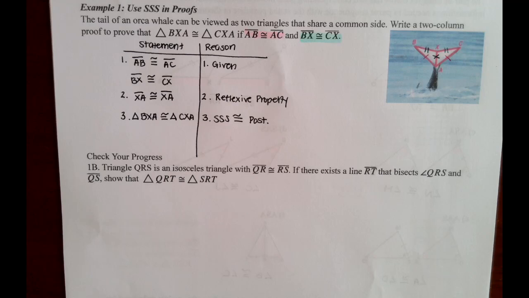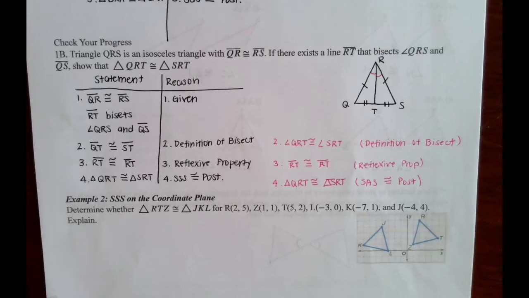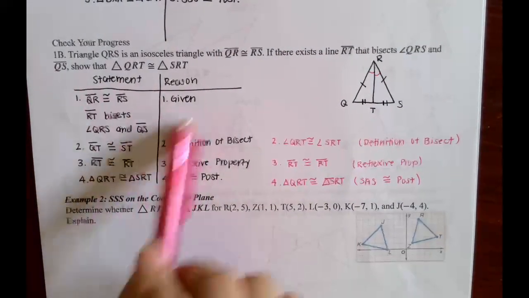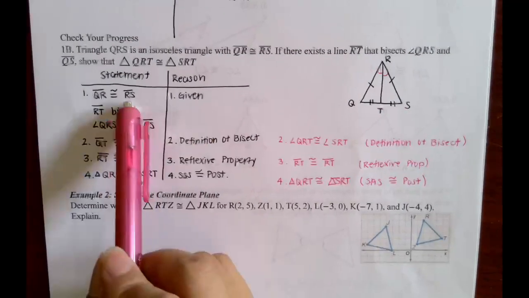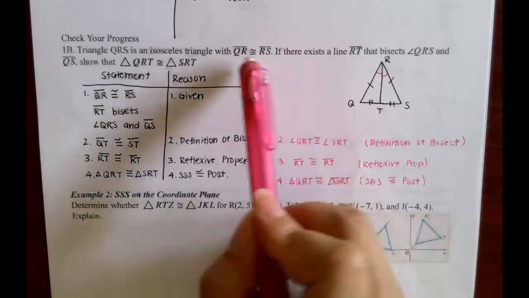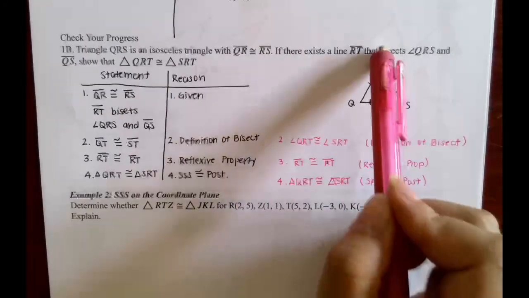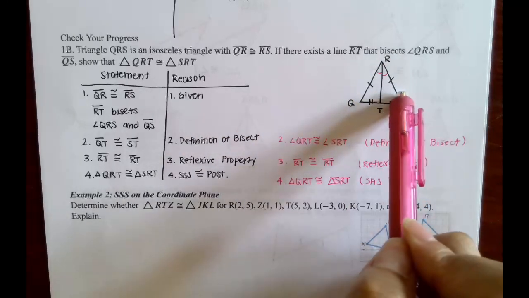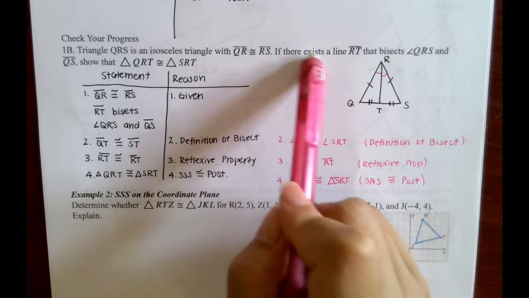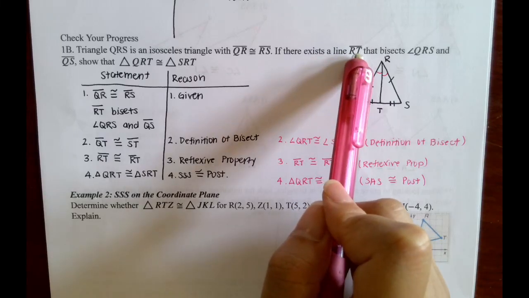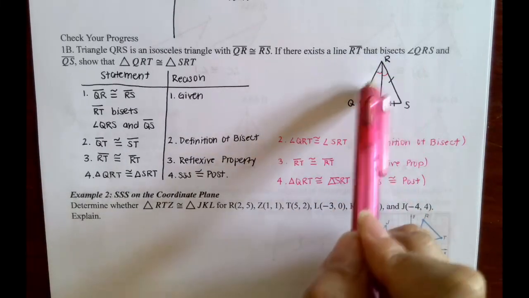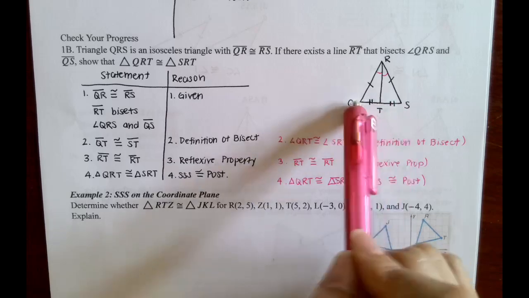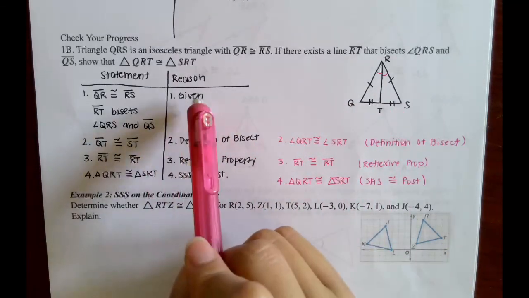Okay, we're not doing 1A, we're just doing 1B, and then come check your answer. Okay, there's two ways that your proof could have come out, right? So they both start the same with the same first statement and given. So first of all, we know that QR is congruent to RS. Okay, told us it was an isosceles triangle, and so these two sides are congruent here. Okay, and then it also tells us that there's a segment, or in this case I wrote line, RT that bisects angle QRS. And it bisects segment QS, okay?